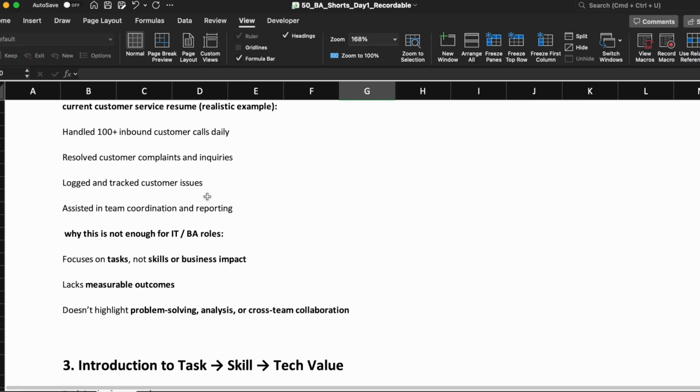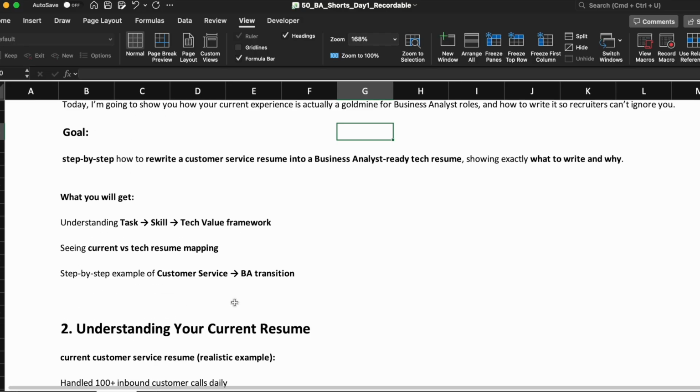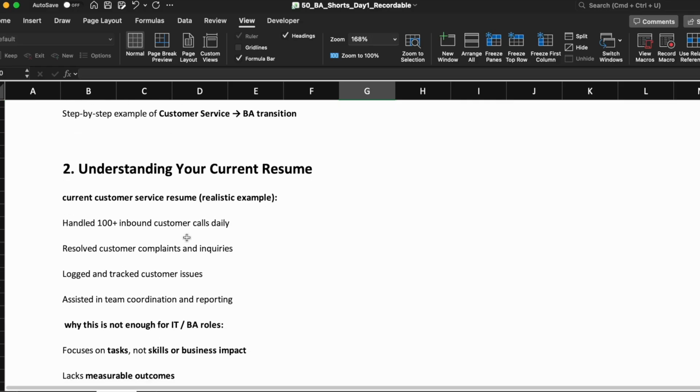These focus on tasks, not skills or business impact. So remember our framework: we need a task. Behind the task, what skill was involved to complete that task? What is the business outcome that we need to highlight? These are hidden. You are just simply writing a task, and that's not going to help recruiters understand what skills you have applied. So we are going to show those skills.